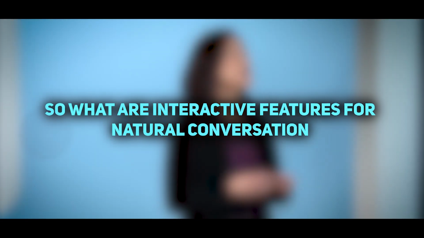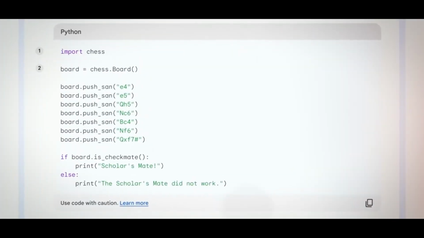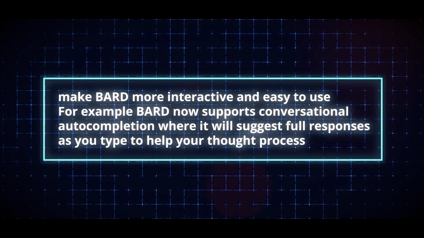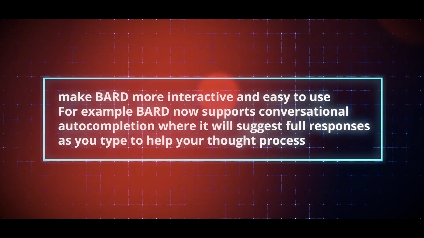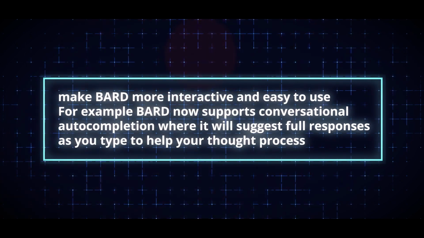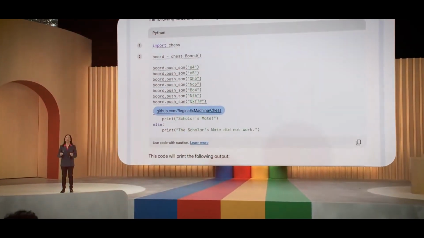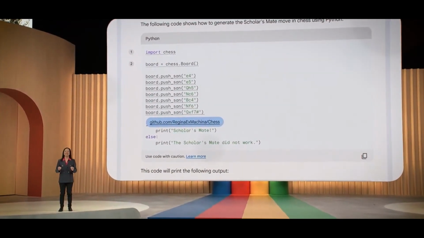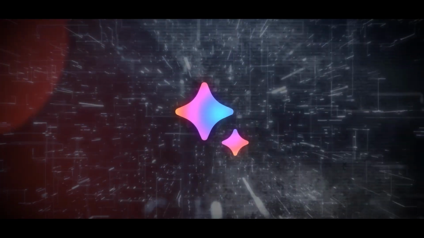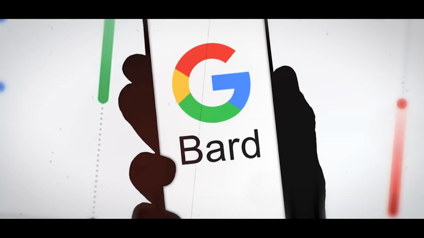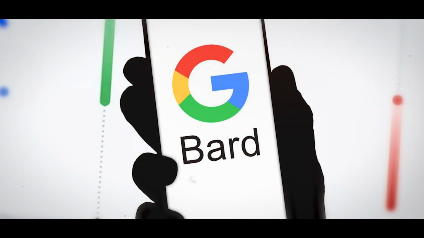So what are interactive features for natural conversation? Beyond these major improvements to knowledge and conversation ability, Google has added some fun new features to make Bard more interactive and easy to use. For example, Bard now supports conversational auto-completion, where it will suggest full responses as you type to help your thought process. There is also semantic code search, allowing you to describe what you want your code to do in plain language, and Bard will generate the actual code. Super cool! Making an AI assistant feel more natural and chatty is key to increase comfort levels for users. Google wants you to view Bard as an intelligent partner in whatever you're trying to accomplish.